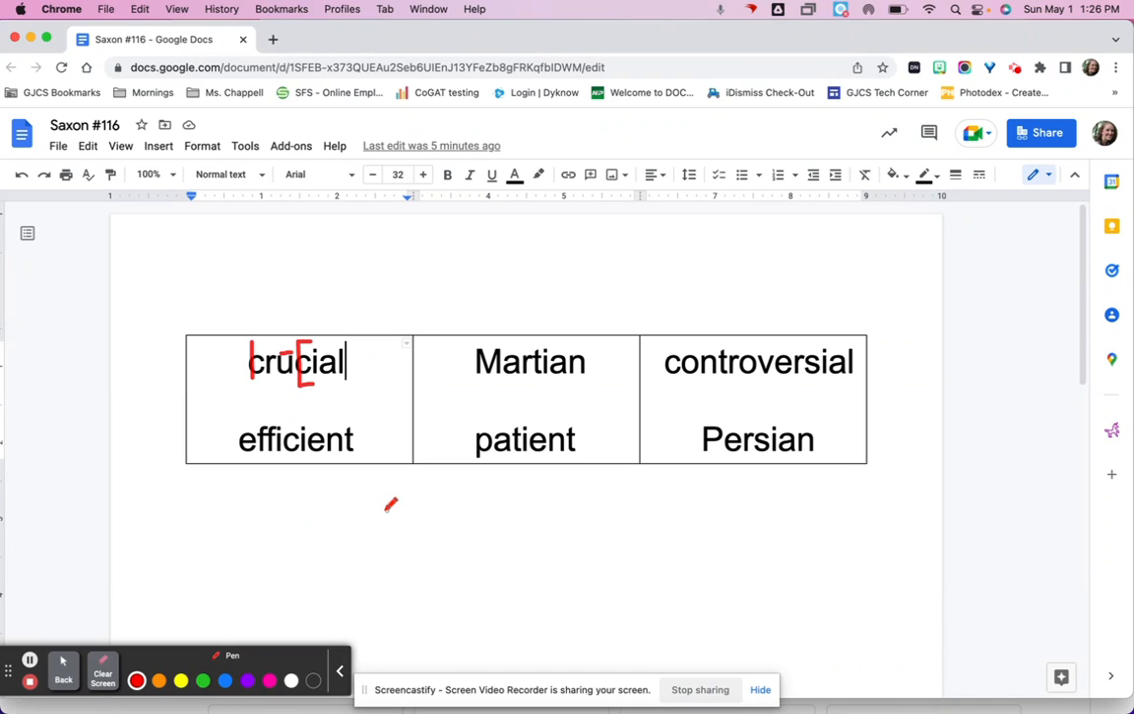Who can put that word together for me? Raise your hand if you know it. All right, hopefully somebody said crucial. That is the word crucial. So notice the CI did not say s or k. All right, it says shh.